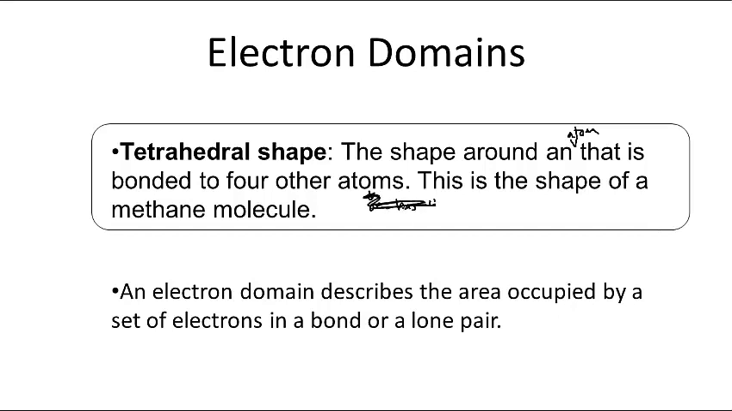So an atom that is bonded to 4 other atoms, and it's the shape of methane like I just showed you. And the electron domain describes the area occupied by a set of electrons in a bond or a lone pair.